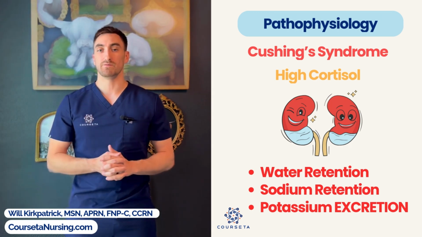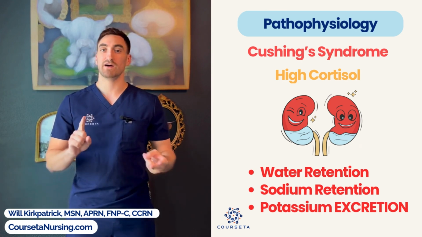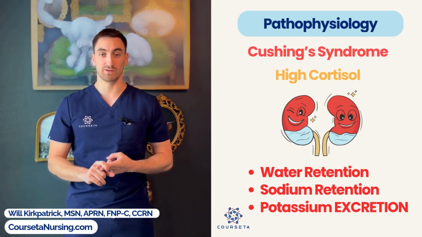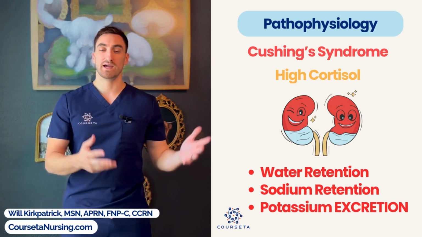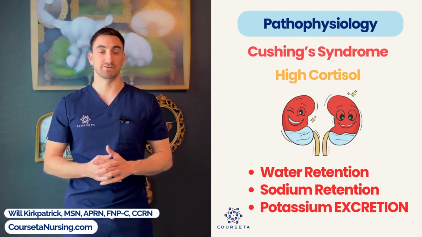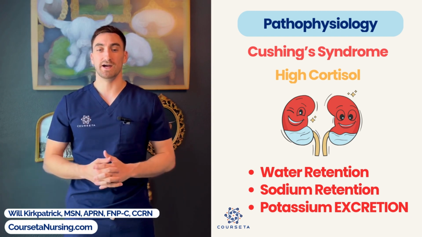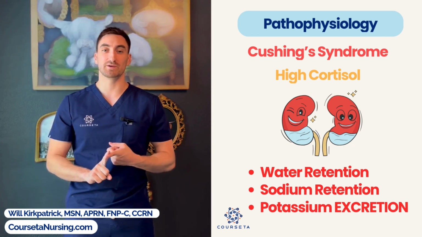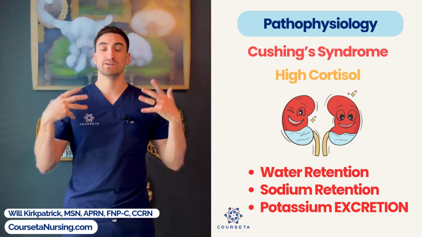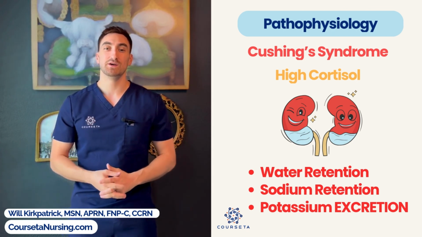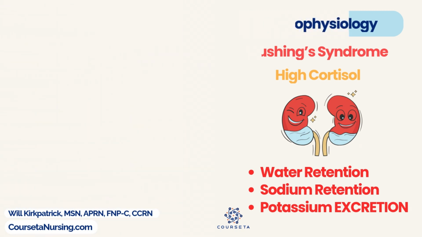So what happens with that? We have fluid overload. We have hypertension because of the fluid overload. So we gave that example with Addison's disease, where we're dumping a bunch of fluid. They have hypotension because there's no fluid left in the vascular space. Well, it's the exact opposite now. Well, we have a retention. Our kidneys are being told, hold on to all the sodium, hold on to all the water. So we have a distended vascular system with a bunch of fluid, causing hypertension.